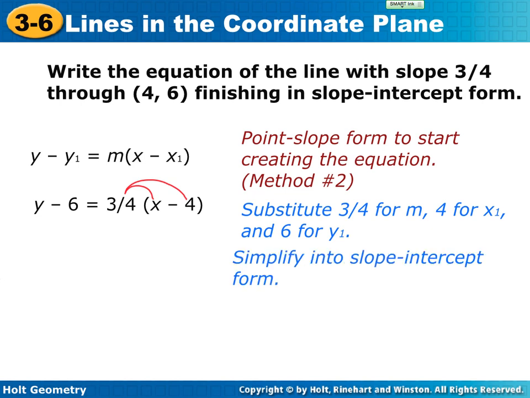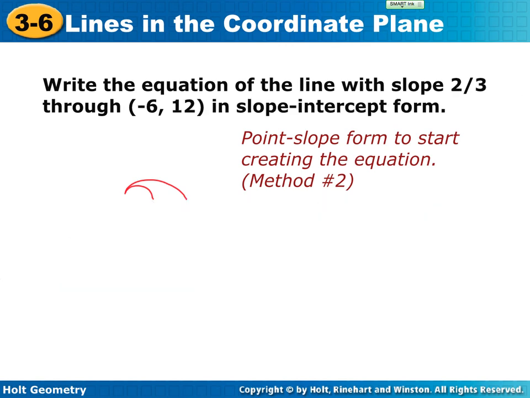Pretty good. That last number should be a positive 3. When you distributed, it was 3/4 x minus 3. Then you're adding 6 to each side. Negative 3 plus 6 should be positive 3 on the end. Questions to clarify? Okay, let's try another one.